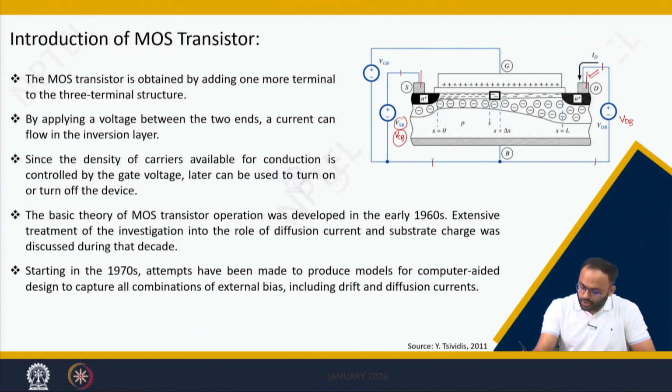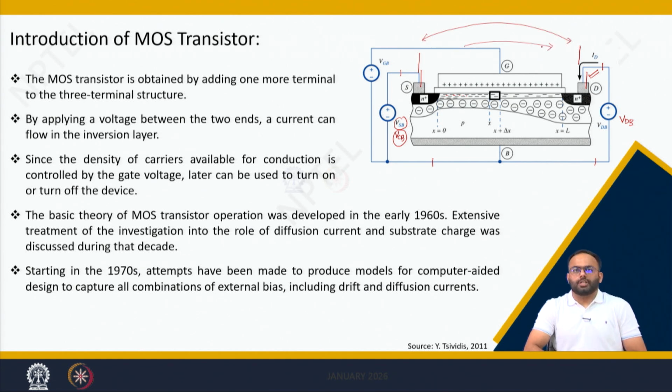Here what we are doing is actually applying a potential difference between these two terminals, which contact your inversion charge. If there is a potential difference between these two, then there will be a flow of inversion charge which gives rise to a current. Since the density of the carriers is controlled by the gate voltage, this gate voltage can be used as a controlling knob.